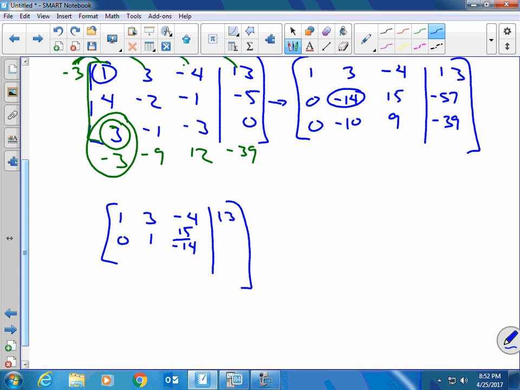Negative 57 divided by negative 14. I'll drop the negative sign, and I get 57 divided by 14. Whoa, that was a mess. All right. I'm just going to rewrite the bottom row to help us. I won't skip any steps. All right, so that's what we have so far.